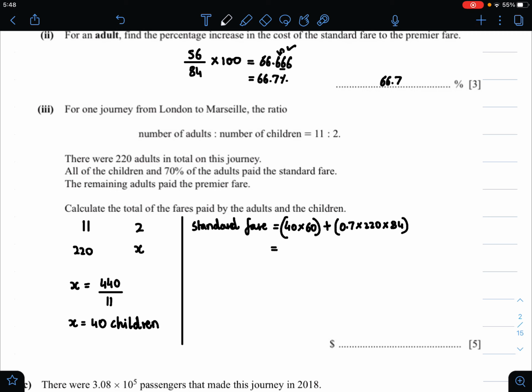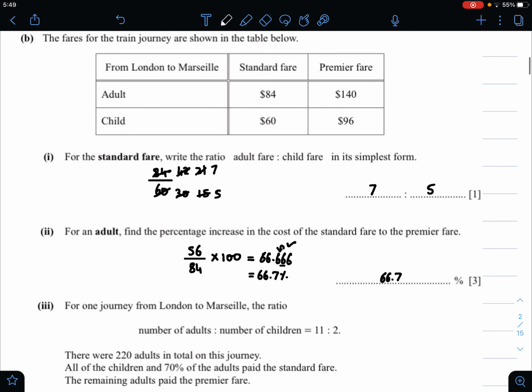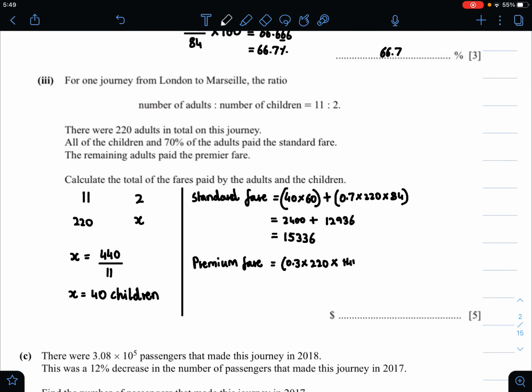Now we just have to simplify this and we'll have our standard fare, and then we'll calculate the premium fare. So the calculation will be 40 multiplied by 60, which is 2400, plus 0.7 multiplied by 220 multiplied by 84, which is equal to 12,936. So the total standard fare will be equal to 15,336. Now this is only the standard fare. We still have to calculate the premium fare. So the premium fare would simply be 30%, so that is 0.3 of the total number of adults multiplied by the amount of the premium fare, that is $140. So multiplied by 140. Therefore, it is equal to 0.3 multiplied by 220 multiplied by 140, which is equal to 9,240.